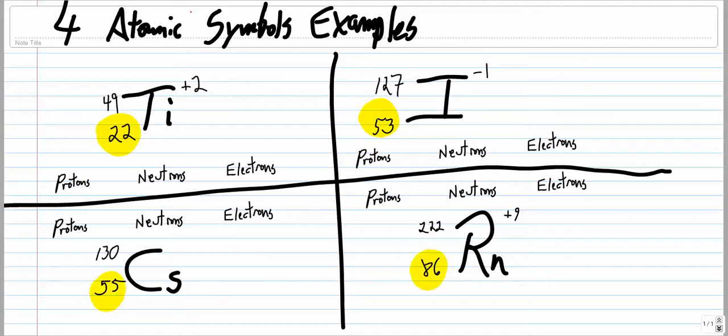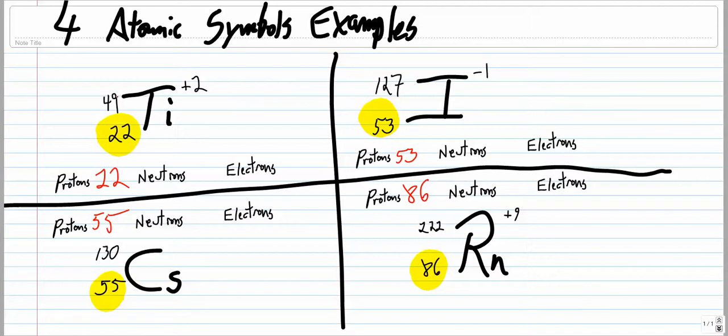So for this titanium atom, it's got 22 protons. This iodine atom's got 53 protons. This cesium atom has 55 protons, and this radon atom has 86 protons. Okay, kids usually do pretty well with that, so let's move on.